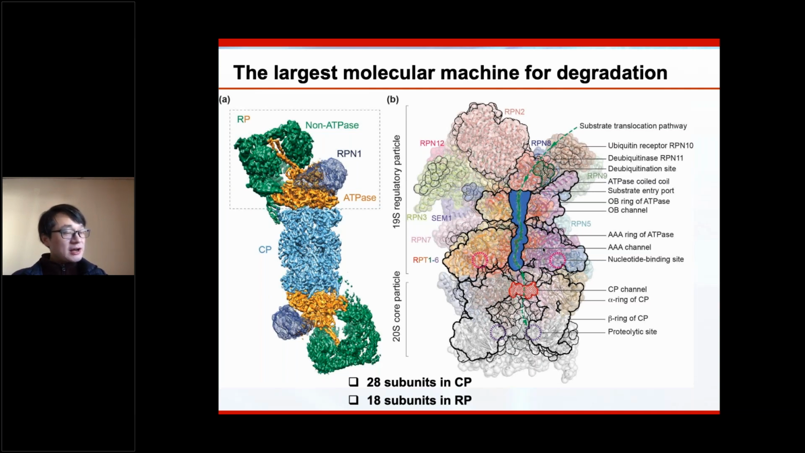So in the meantime, once the ubiquitin has been recognized and its ATPase engaged with substrate, the ubiquitin modification has to be reversed in order to allow processive substrate processing. So as you can see, this molecular machine is an elegant coupling of several different machineries. So there are ubiquitin receptor, deubiquitinase, ATP unfoldase, and protease.